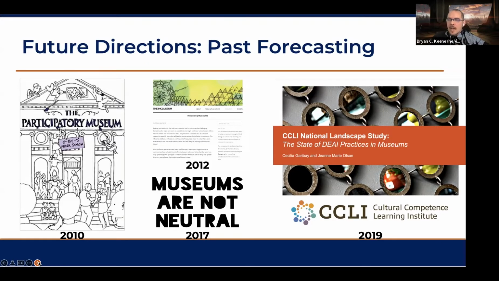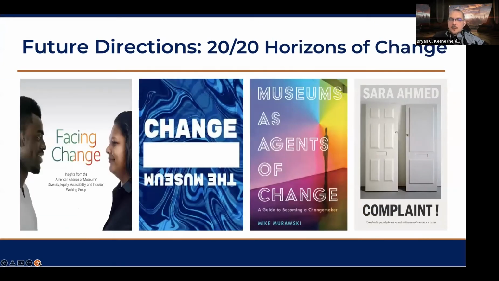And so it was in a way ironic that just days before 2020, the International Council of Museums and the Association of Art Museum Curators released a study about the state of DEAI practices in museums that was attempting to provide a pathway forward. And then moving into 2020, the American Alliance of Museums released their study about diversity, equity, accessibility, and inclusion based on a 7-year working group model. So we go into our lockdowns of early 2020 with all of this information. And then by the middle of the year, Change the Museum emerges.